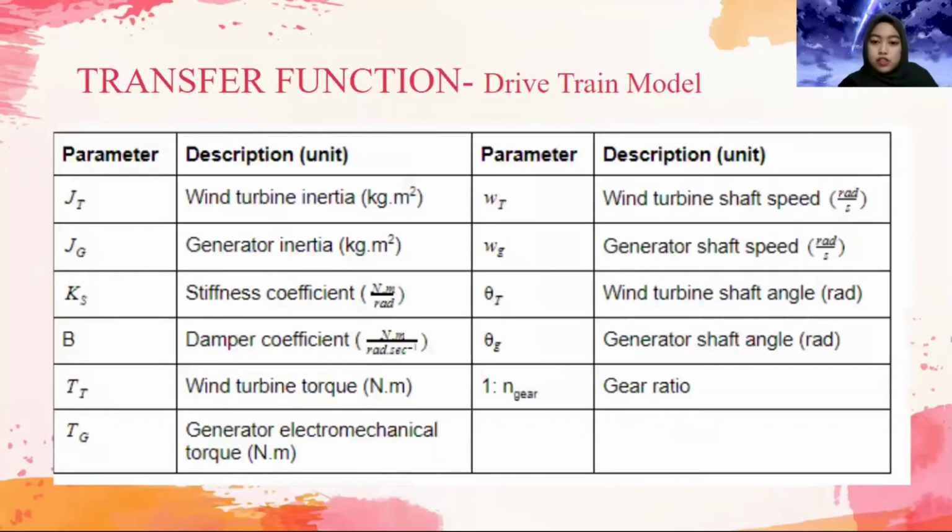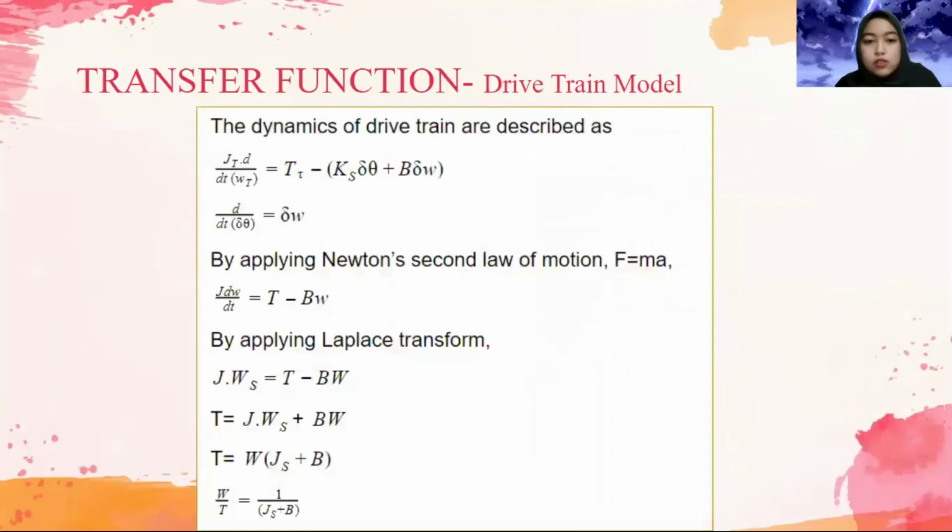So the next transfer function is on the drive train model. Basically, there are 11 parameters used for the transfer functions of the drive train model. The dynamics of the drivetrain are described by the equation below. By applying Newton's second law of motion, we can get that J dω/dt is equal to T minus Bω. So we apply the Laplace transform and we can get Jωs equal to T minus Bω.